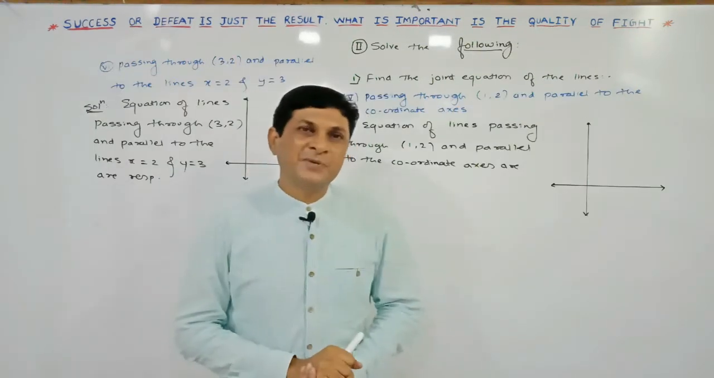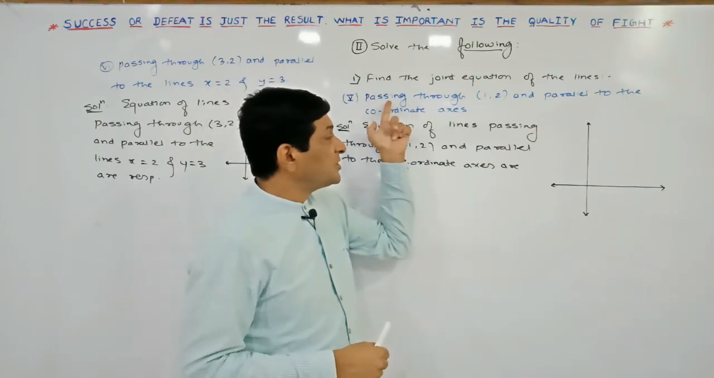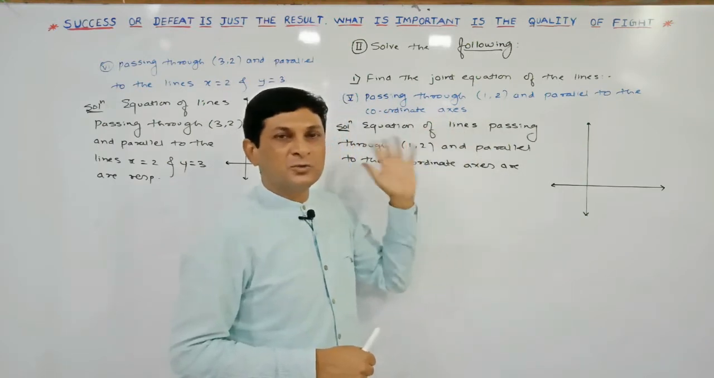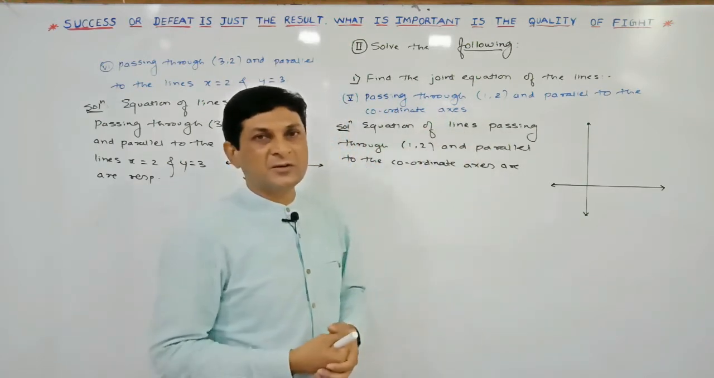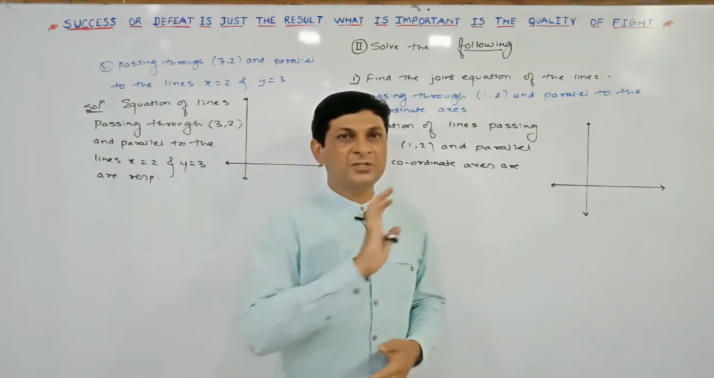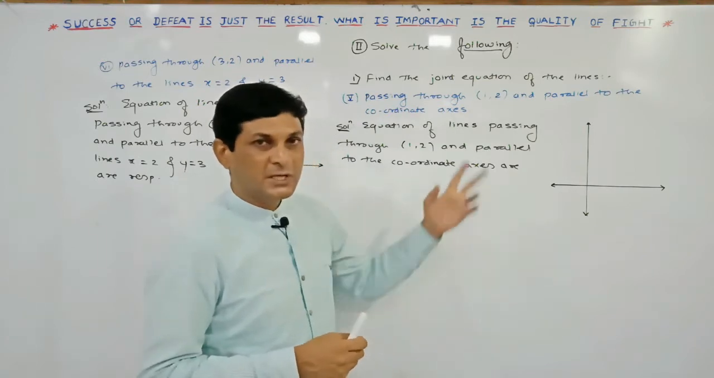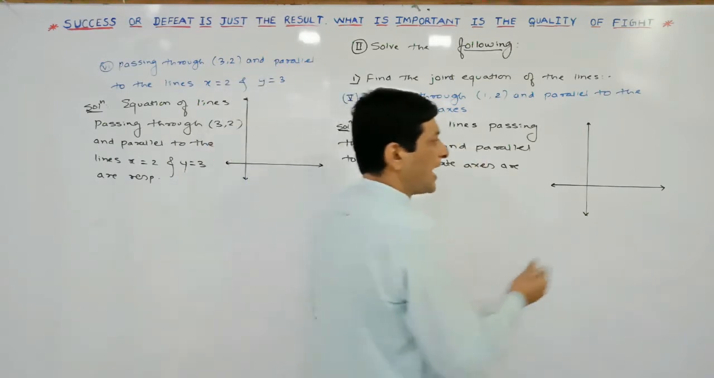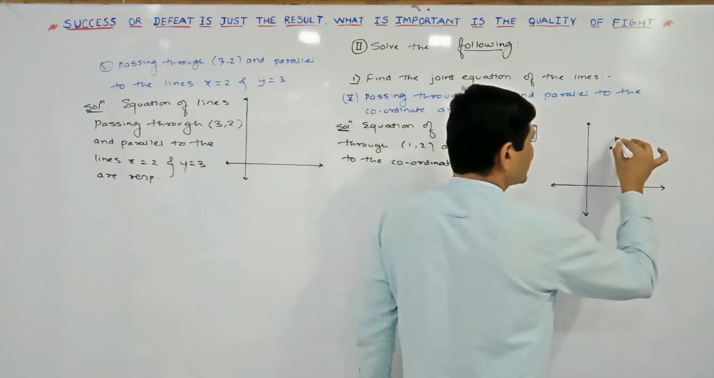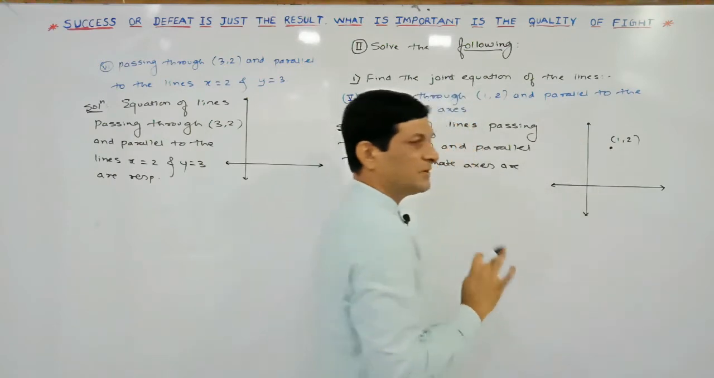Now see example number 5. In this example, we have to find out the equation of lines passing through the point (1, 2) and parallel to the coordinate axes. Once the equations are known to us, we are able to find out the required joint equation. Now observe the condition very carefully. Our line passes through which point? (1, 2). We can observe that this point lies somewhere in the first quadrant. (1, 2) means this point will lie somewhere here. So (1, 2) are the coordinates of the given point.